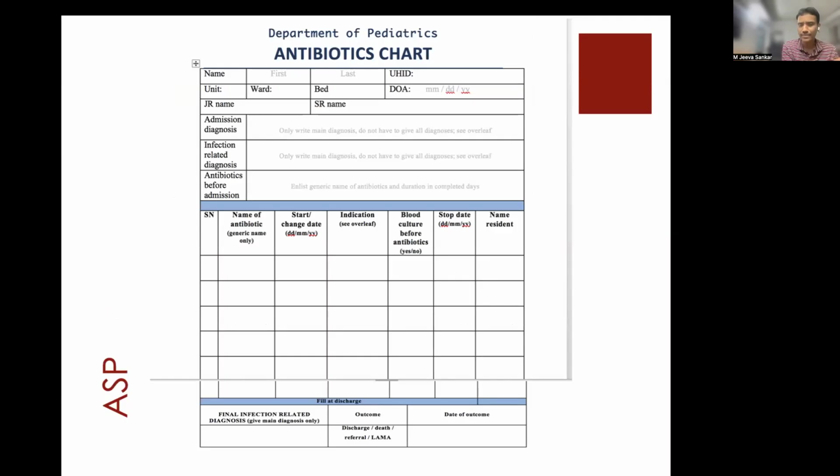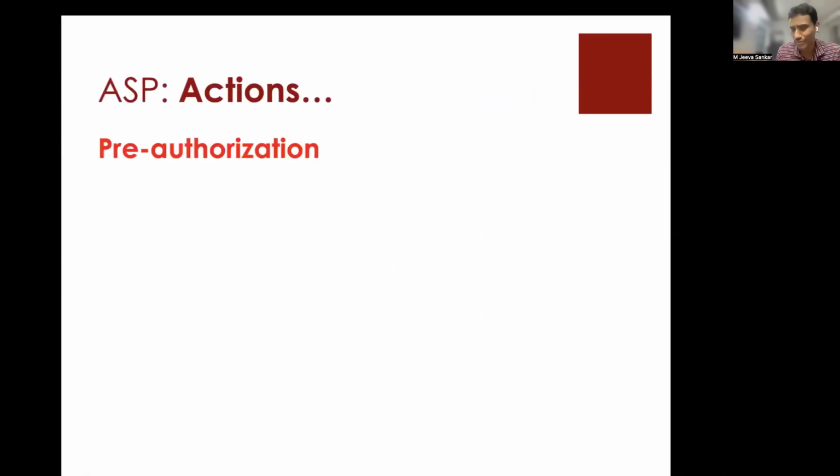So based on these guidelines, the antibiotic stewardship program team will audit. For that audit, the treating team will fill this antibiotic sheet, and then this will be audited by the antibiotic stewardship program team. But as I mentioned, this is unlikely to work in most units because of various issues. So the second strategy, which I'm going to talk about, is pre-authorization. This is likely to work in many units in India.